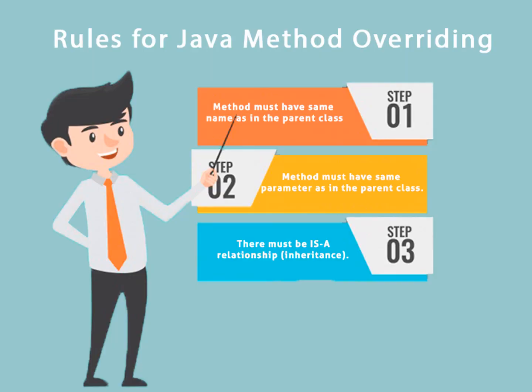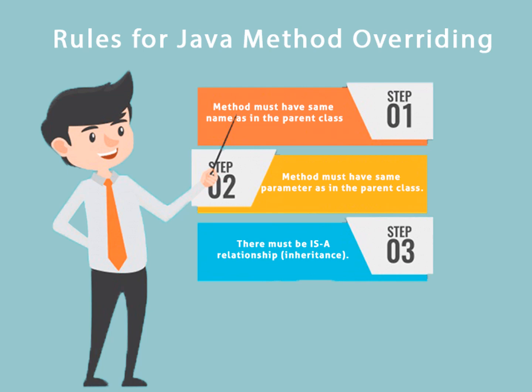There are three rules if we want to implement Java method overriding. The first rule is that the method must have the same name as in the parent class. If we want to override a method in the child class, we keep the name of the method the same as in the parent class. The second rule is that it must have the same parameters as in the parent class, and the third rule is that there must be an IS-A relationship, meaning there must be inheritance.